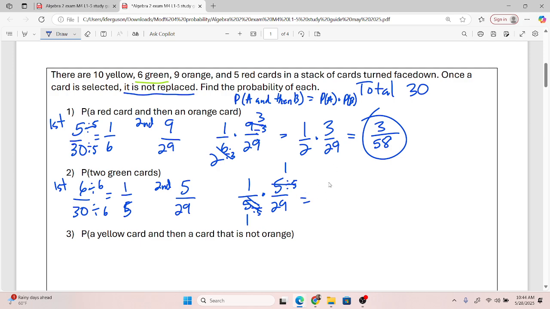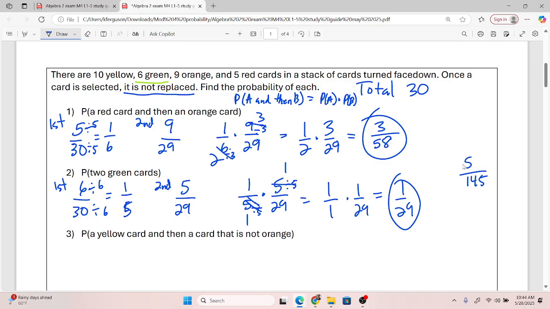So now I got 1 over 1 times 1 over 29. And that's just 1 over 29. That's my answer. Now, the reason that we do something like that is because otherwise you might have had 5 over, let's see, what is that, 145? And if you leave it like that, it's wrong.